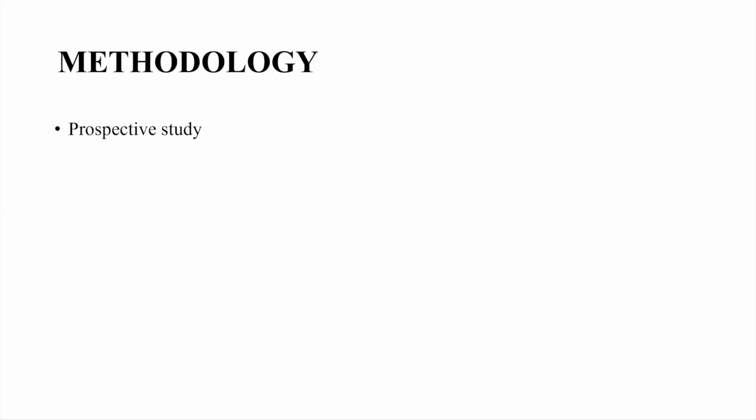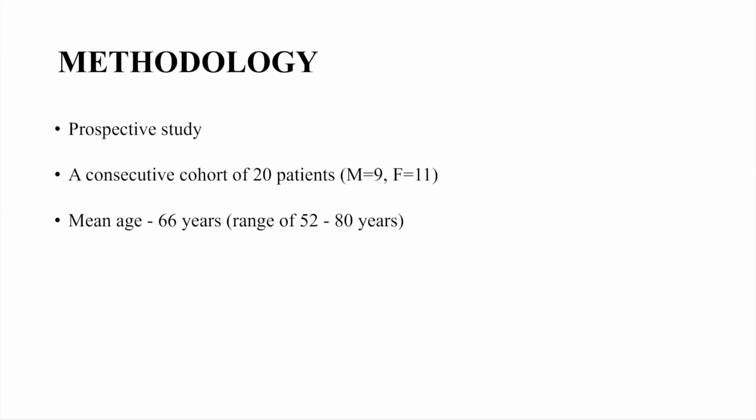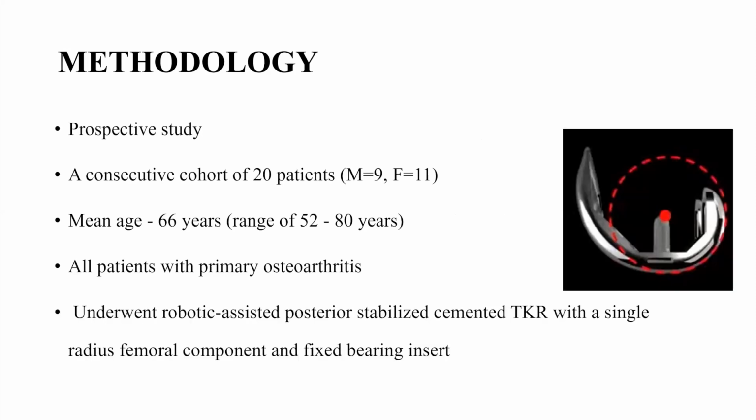In terms of methodology, it was a prospective study, a consecutive cohort of 20 patients, mean age of 66 years. This is the general varus knee kind of population. All patients had primary osteoarthritis. All underwent robotic assisted posterior stabilized cemented TKR with a single radius femoral component design, which is Triathlon, and a fixed bearing insert that we regularly use. The PCL was sacrificed in all patients in this cohort.